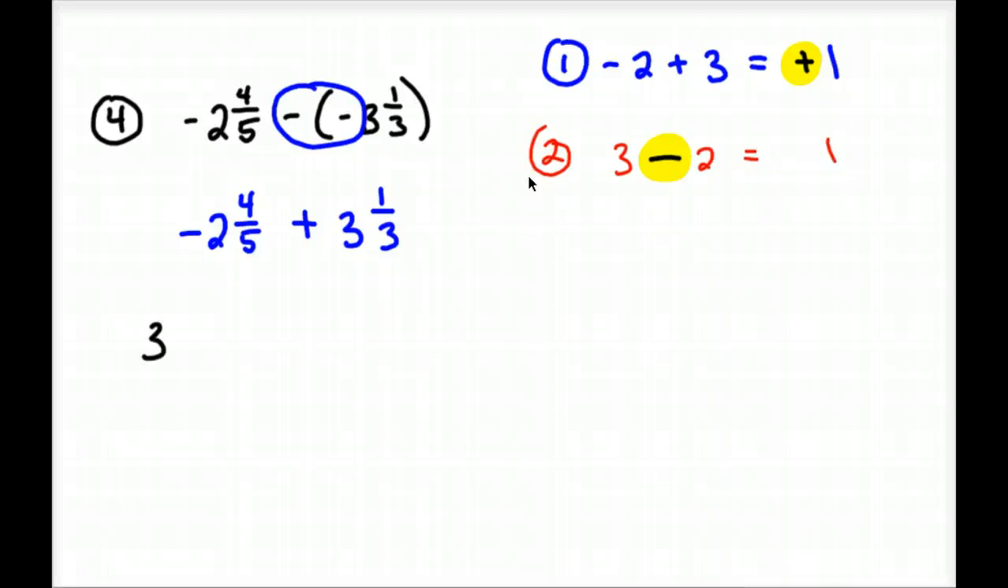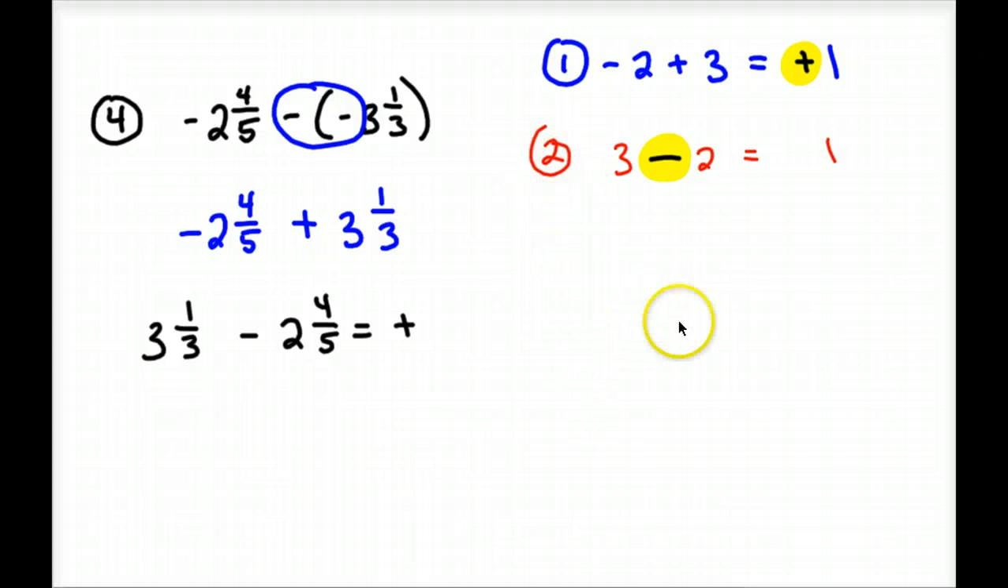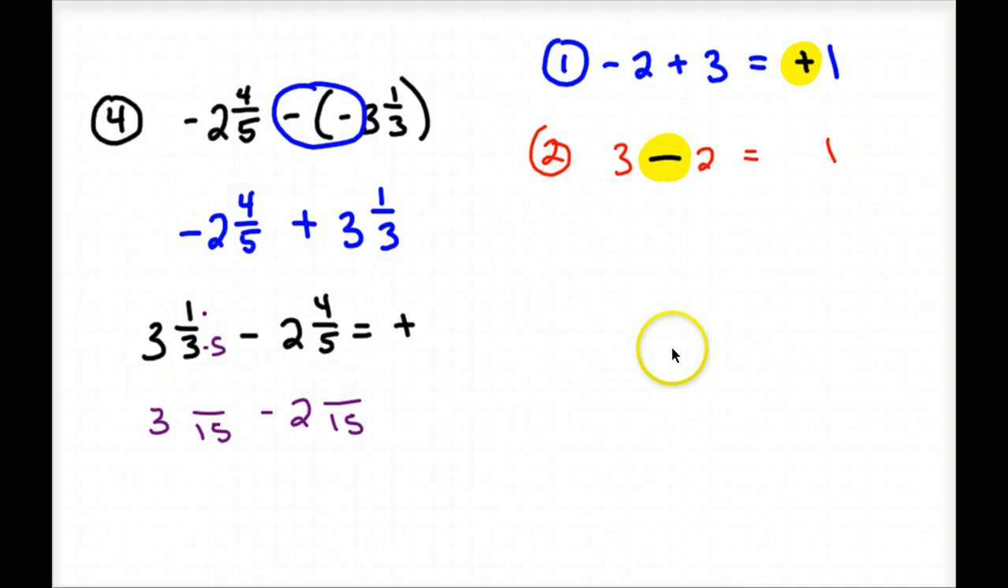So let's write our fractions from greatest to least. 3 and 1/3 minus 2 and 4/5, and my answer will be positive. Common denominator here is going to be 15, multiplying 3 and 5 together. Nice easy shortcut. Multiplying my first fraction, both numerator and denominator, by 5. Second fraction, both numerator and denominator, by 3. Yielding 3 and 5/15 minus 2 and 12/15.